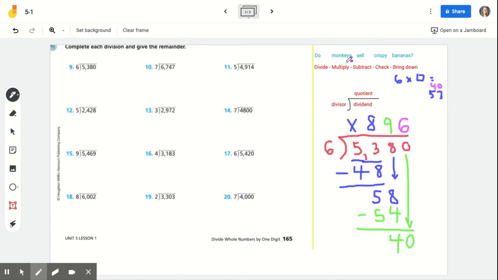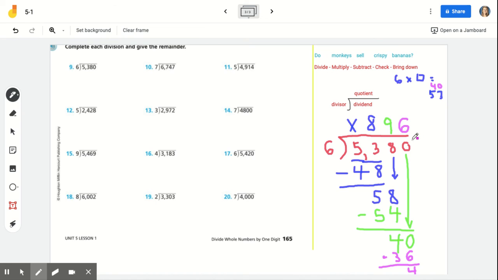And then our next step is to multiply. What's 6 times 6? 36. That's going to go underneath our 40. Next step now is to subtract. What's 40 minus 36? 4. Good. Next step is to check. Is 4 less than 6? Can we make any more groups? Nope, we're on the right track. Next step is to bring down.